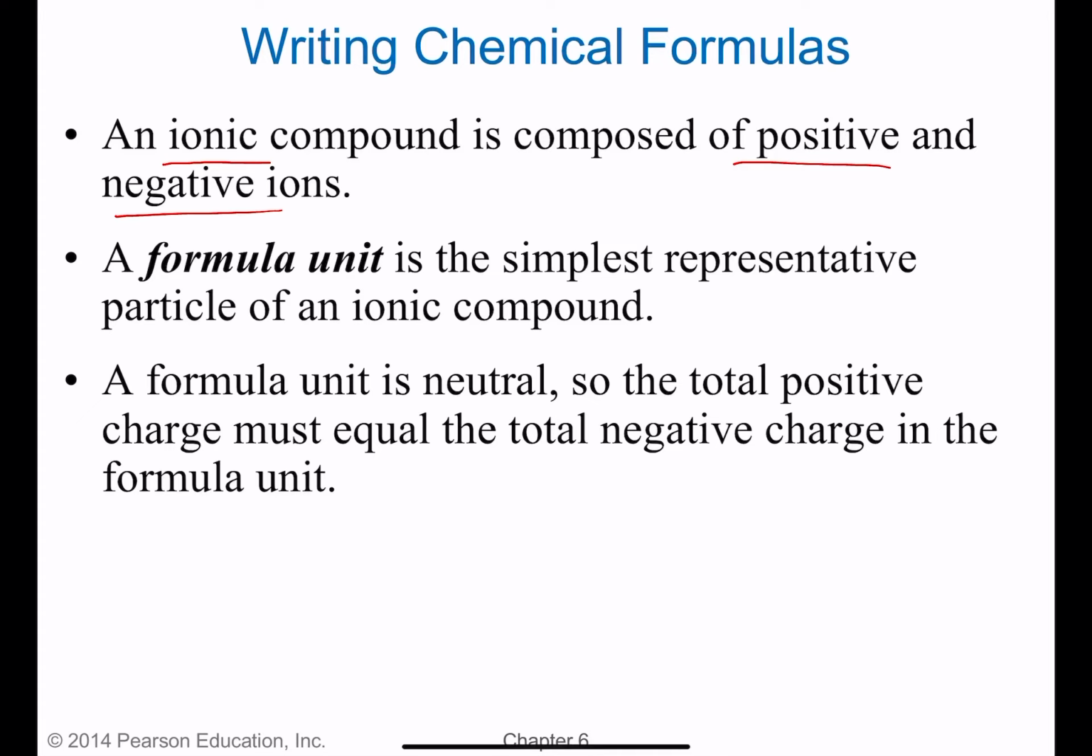Contrast that to if you have two nonmetals coming together. Those are not ions coming together, but they're actually sharing their electrons, so we call it covalent bonding. In ionic bonding, they are not sharing their electrons, so it's two ions, a positive ion and a negative ion, a cation and an anion coming together, and they're electrostatically attracted, kind of like two magnets being attracted to each other.